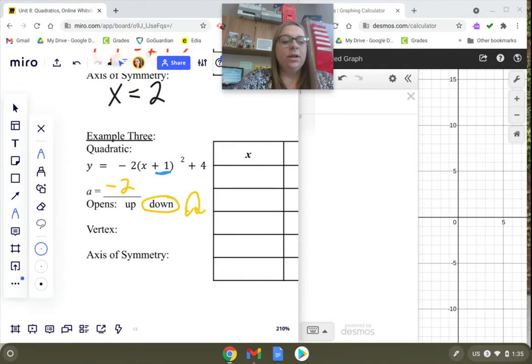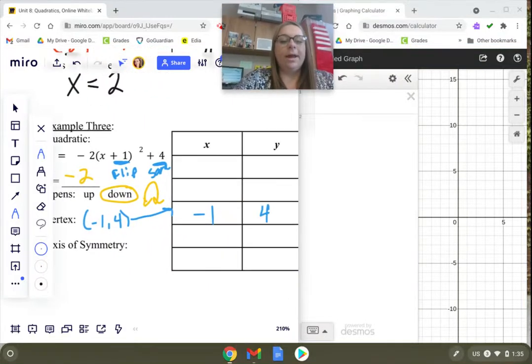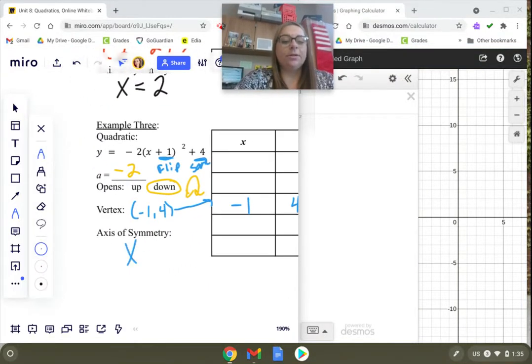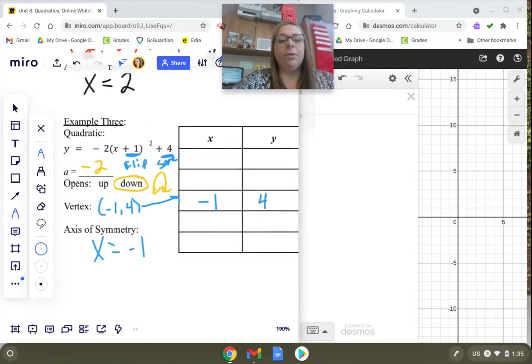My vertex, again, we're doing h and k, but this one we flip. This one stays the same. So negative 1, 4. And that goes in the middle of our table. And my axis of symmetry is just whatever that x value is. So x equals negative 1. So I've got that. And again, now I'm looking at my table.